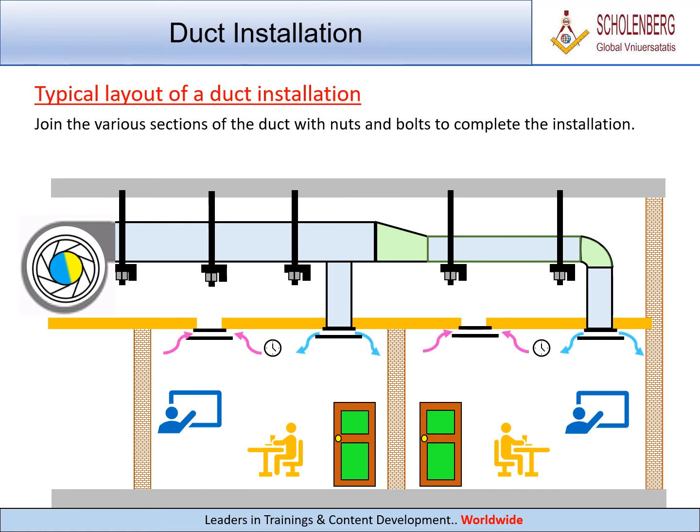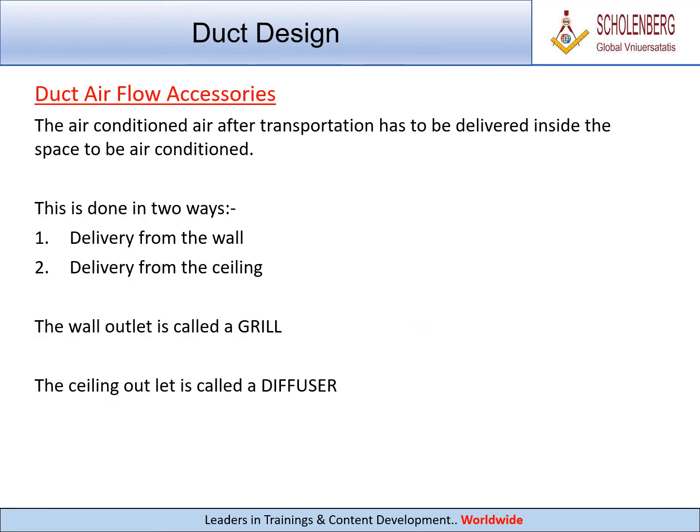Typical layout of a duct installation. Join the various sections of the duct with nuts and bolts, to complete the installation. Duct design. Duct airflow accessories. The air-conditioned air after transportation has to be delivered inside the space to be air-conditioned. This is done in 2 ways.